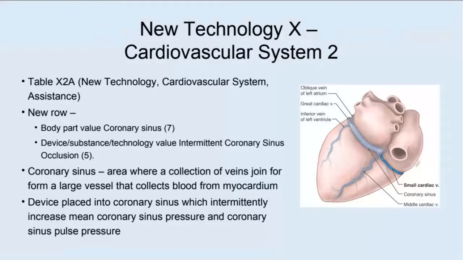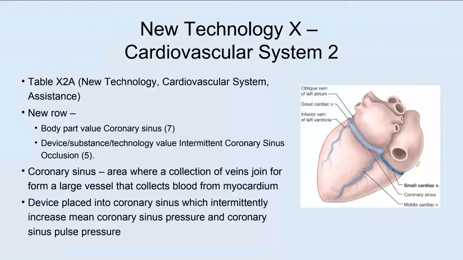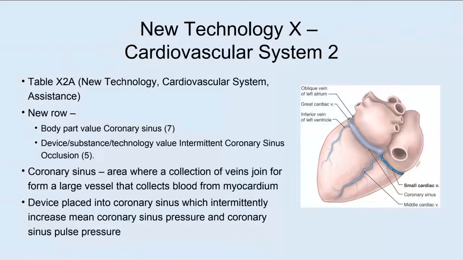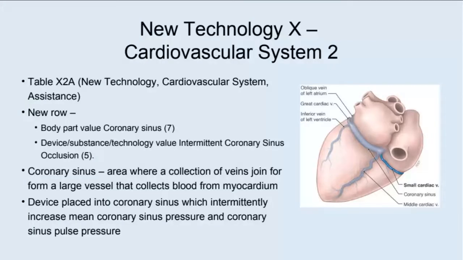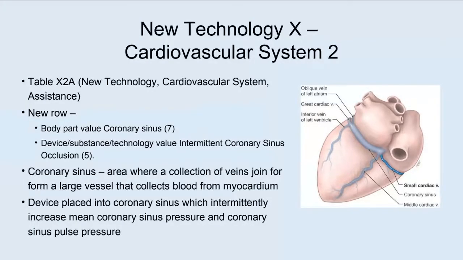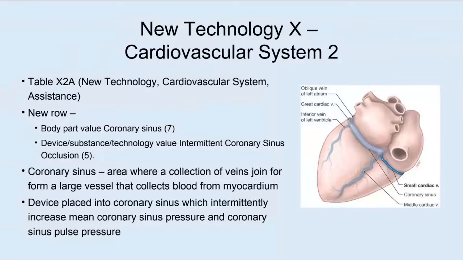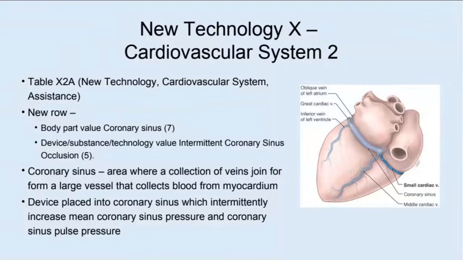A new row was also added in the new technology section for the cardiovascular system, and this is for assistance. So this is a table that already existed. They just added a new row. The body part value is coronary sinus. The device substance technology value is intermittent coronary sinus occlusion. So closing, reopening, closing, reopening. The coronary sinus is the area where a collection of veins join to form a large vessel.